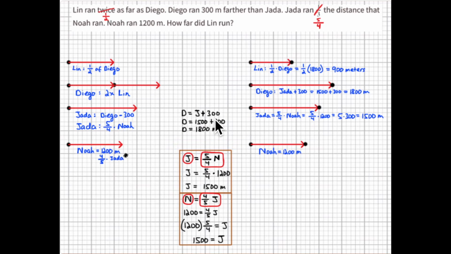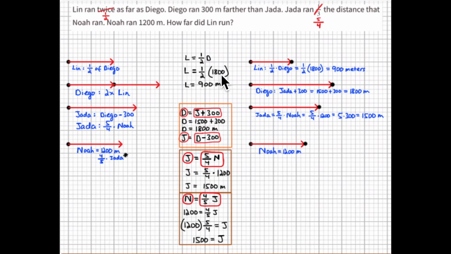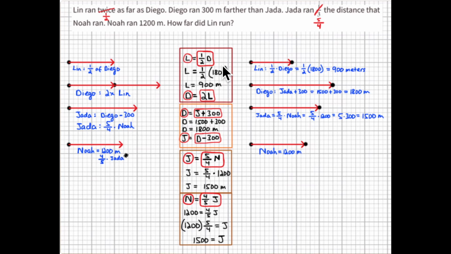Now Diego ran 300 meters farther than Jada. So 1,500 plus 300 is Diego's 1,800 meters. And that means that Jada ran 300 meters less than Diego. So the inverse relationship, now these are additive inverses in this case, but the inverse relationship is that Diego is 300 meters more than Jada. That means that Jada is 300 meters less than Diego. And Lynn ran half the distance of Diego. Well, Diego is 1,800 meters. Lynn ran half that distance. So half of 1,800 is 900 meters. So the reciprocal relationship in this case is that Lynn ran half the distance of Diego. That means that Diego ran twice as far as Lynn.